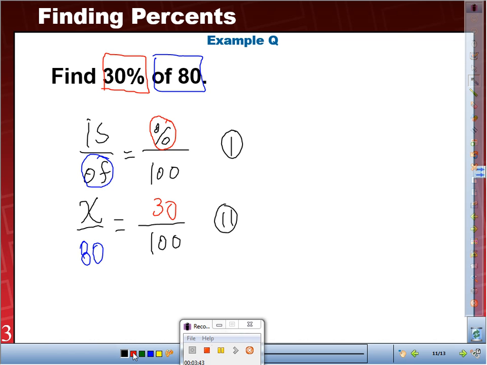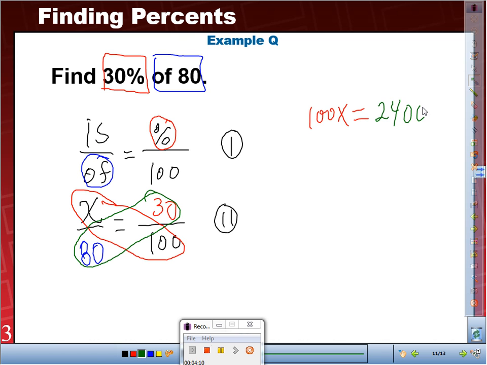So check this out. I already wrote the x here. Pens down, please. I'm going to start with a variable. 100 times x, that's 100x equals. From there, 30 times 80, that's 2400. And then at the end, I just solve. Divide by 100, divide by 100. x equals 24. Copy that, please.